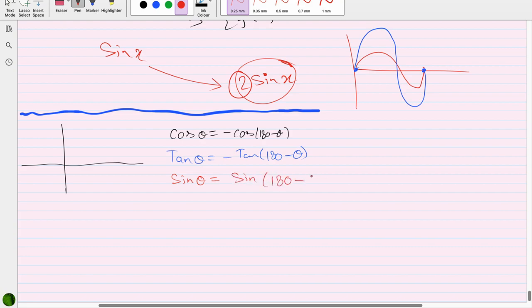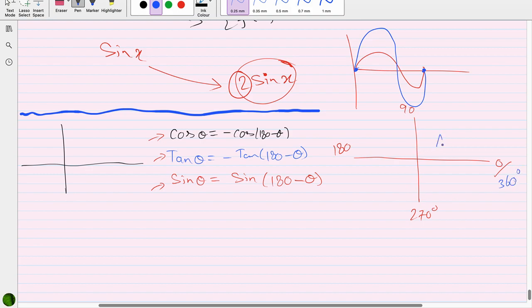I'll explain. First, compare these three identities, 1, 2, 3. Cos theta equals minus cos of 180 minus theta, then tan theta again has a negative sign, and sin theta is with positive. So to understand this, we need to know the quadrants. This is 0 degrees, this is 90 degrees. In this case we move anti-clockwise. This is 180 degrees, 270 degrees, and we end at 360 degrees when one revolution is complete.